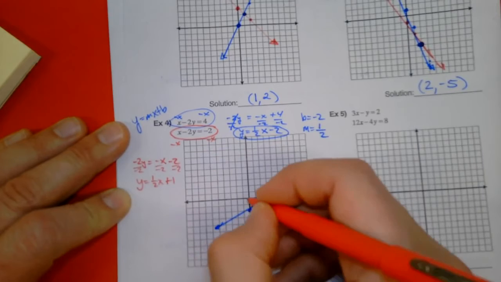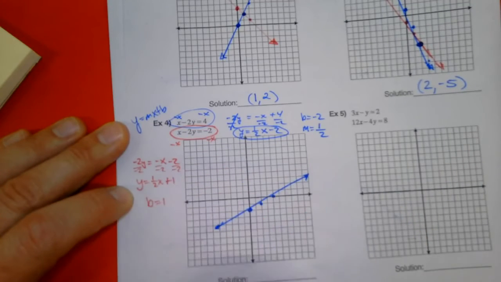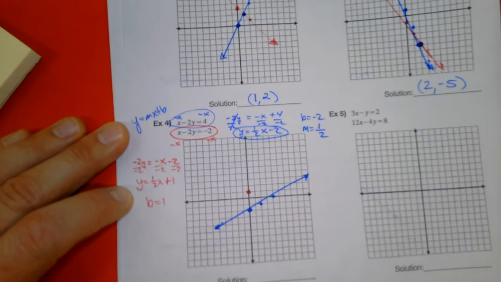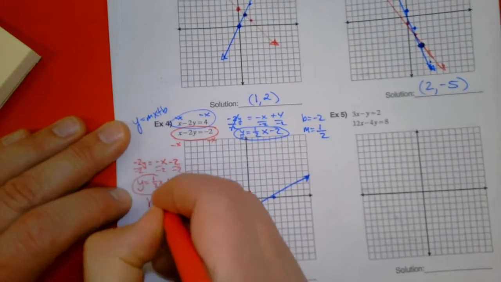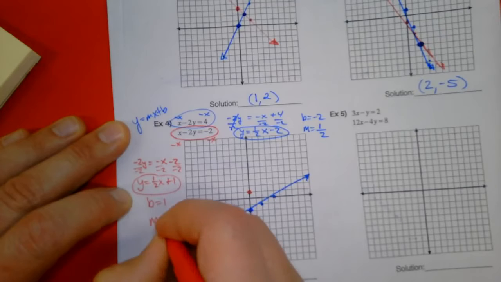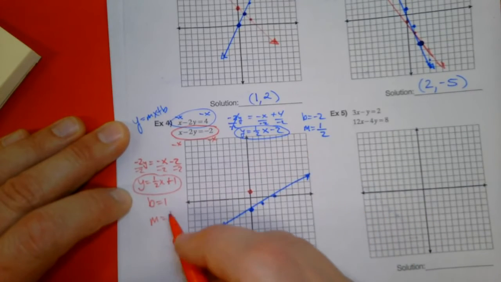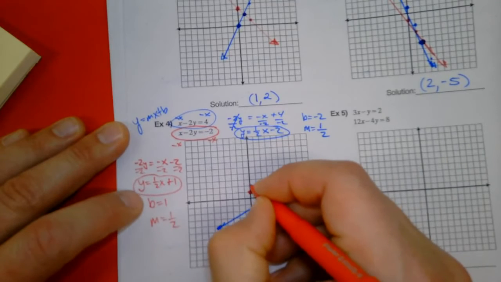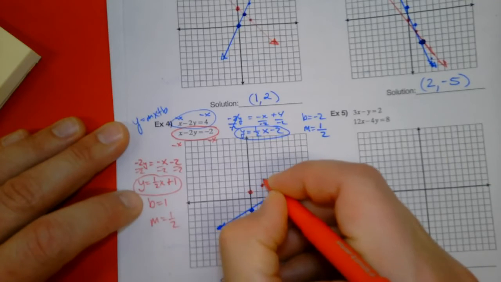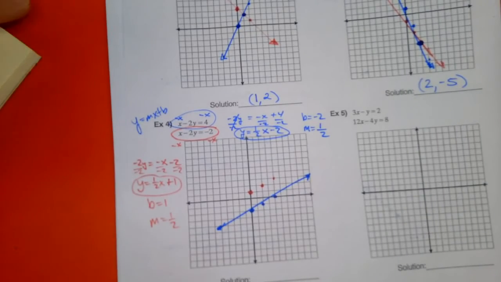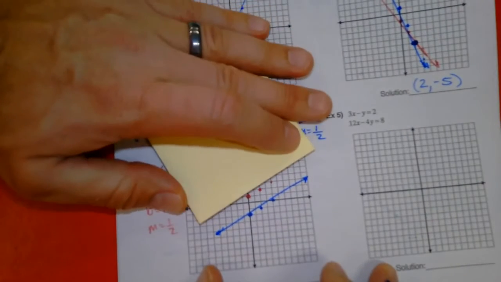So I'm going to go up b. B is 1 at the end. I'm going to go up b. And then do you see the slopes? Look at the slope of this one and the slope of this one. What do you notice? They're the same. So as I go up 1 over 2, up 1 over 2, you could keep trying and trying, but you will never, ever intersect that line.